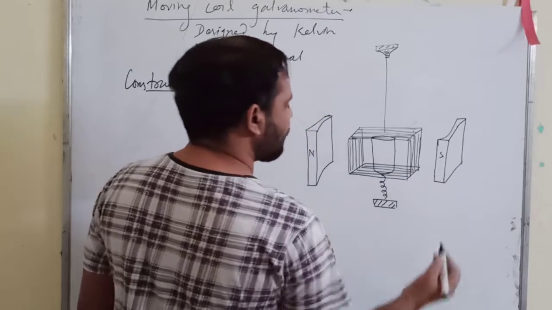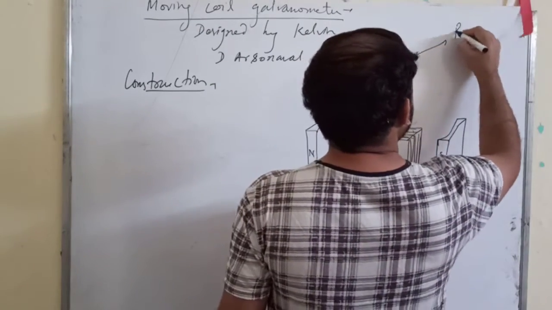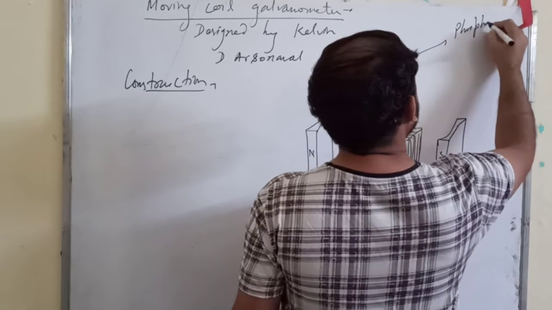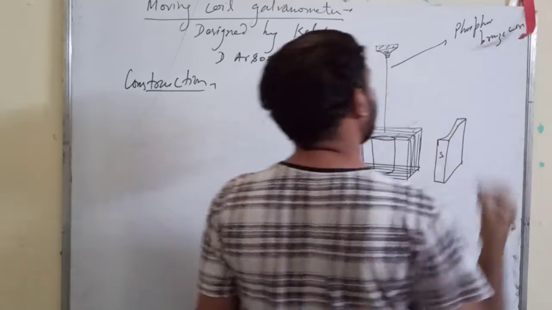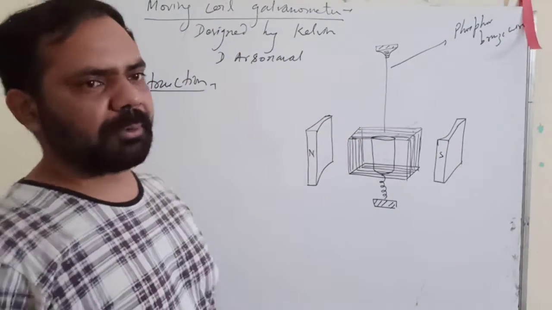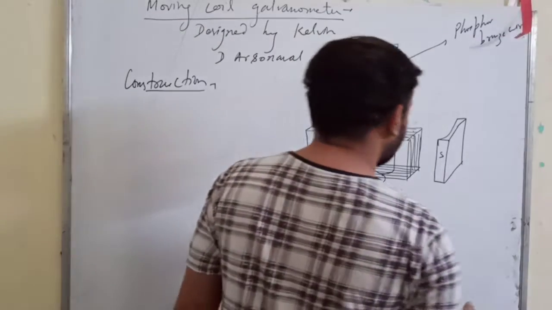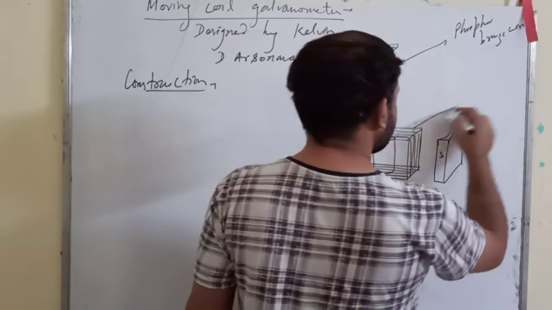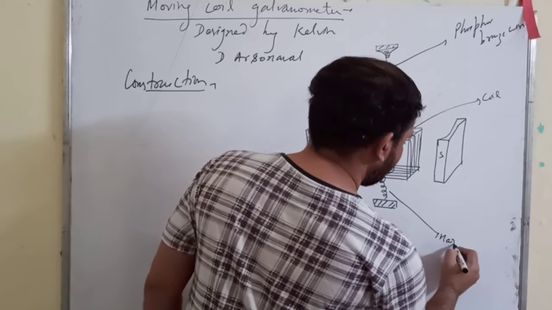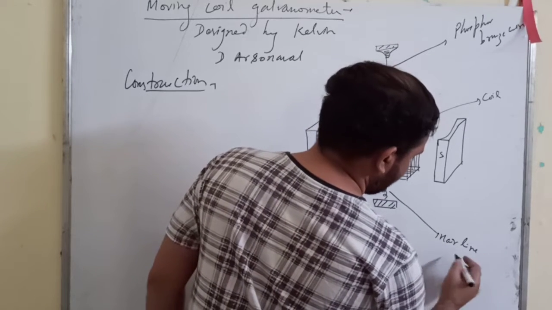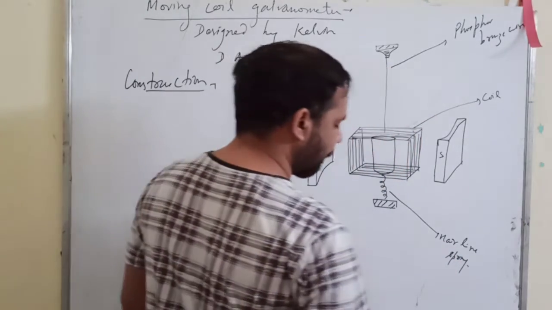Like this. This is a hairline spring. This is a phosphor bronze wire. Why we are taking a phosphor bronze wire, that we will discuss later on in this topic only. These are magnets. This is the coil. This is your hairline spring, right? This is the base.